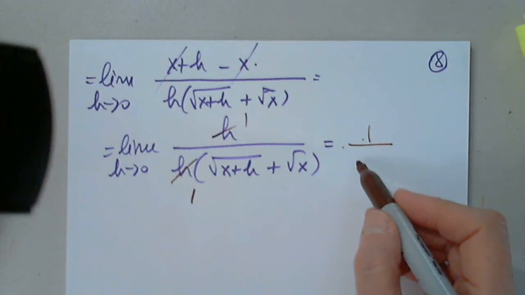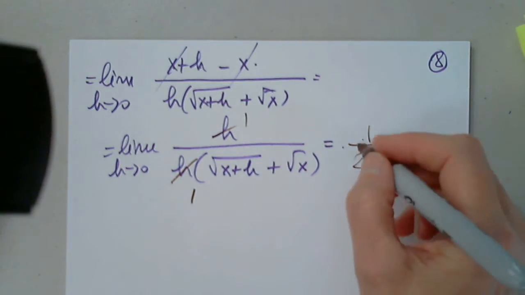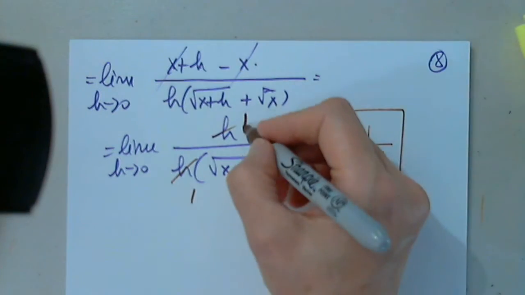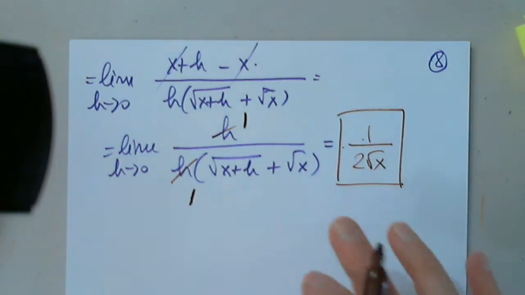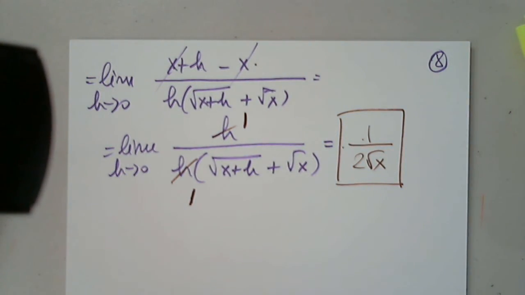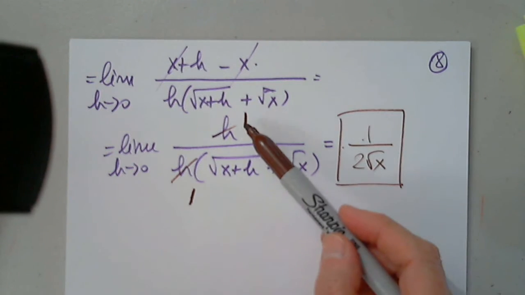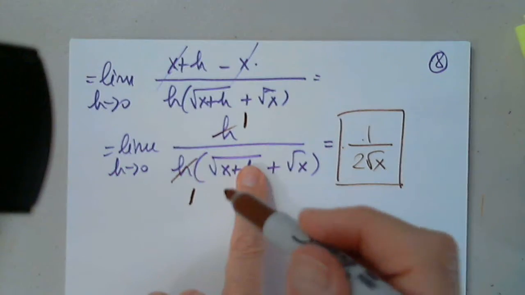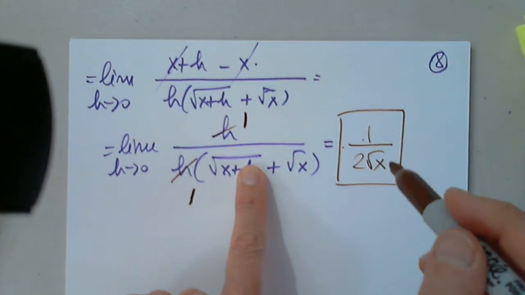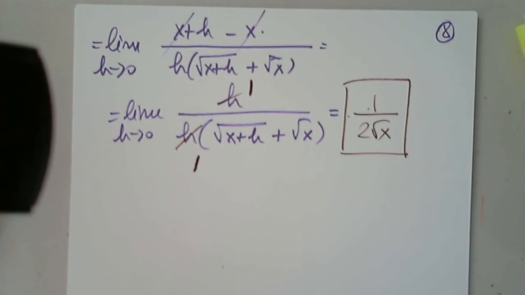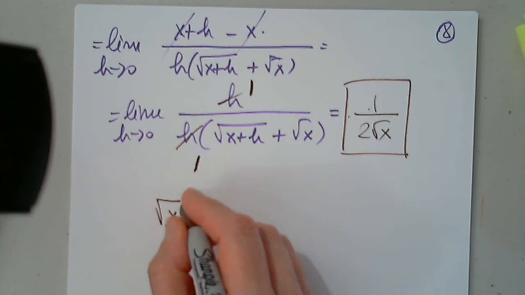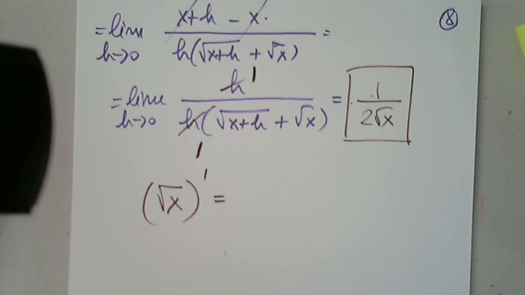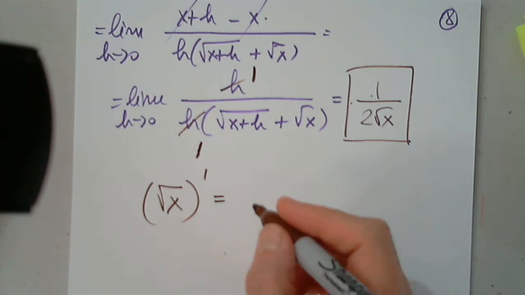Is it 2 square root of x? That's it. Absolutely. The numerator is going to 1. If you don't write the ones, then you're getting confused. Potentially, I don't know. So the numerator goes to 1. The denominator goes to the square root of x plus the square root of x, which is 2 the square root of x. So we are going to carve this in stone. Again, the square root of x prime equals.